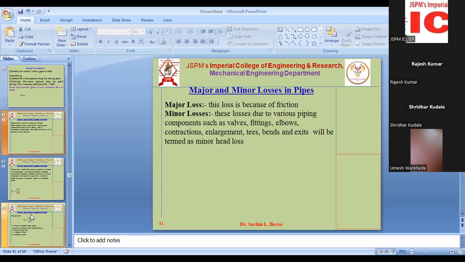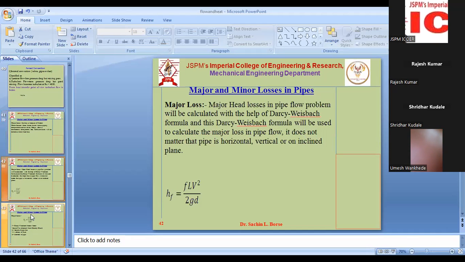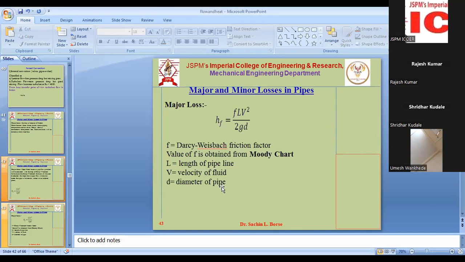Because of bends, tees, exits, inlet, walls. Solving with the major loss friction law, h = f L V squared by 2gD. Here f is the friction factor that we have to take from the Moody chart based on the Reynolds number. L is the length of pipe, V is the velocity, D is the diameter.